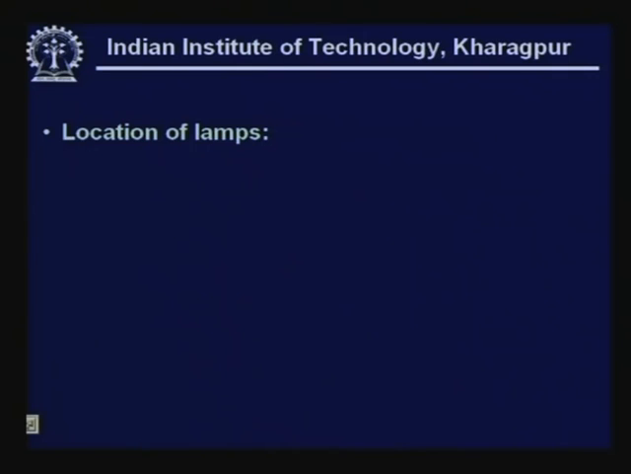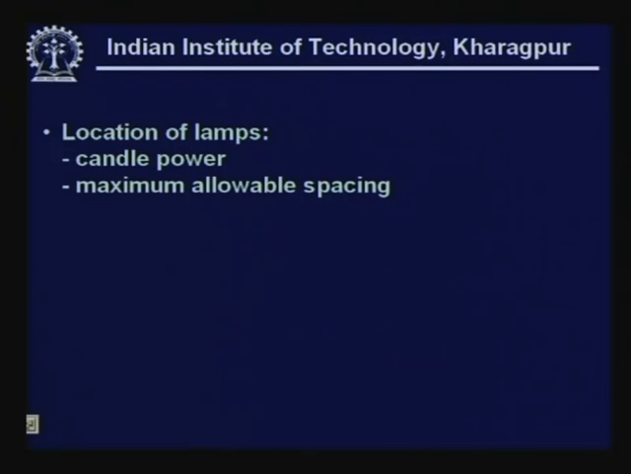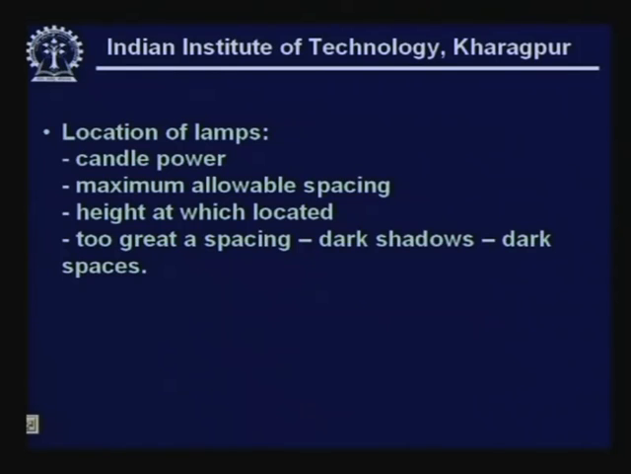Having said all this, the next thing that comes is the location of the lamps. That depends on the candle power, the maximum allowable spacing between the lamps, and the height at which they are to be located. Remember, too large a spacing would involve what is called dark shadows or dark spaces between. Remember, the aim is to have as uniform lighting as possible.